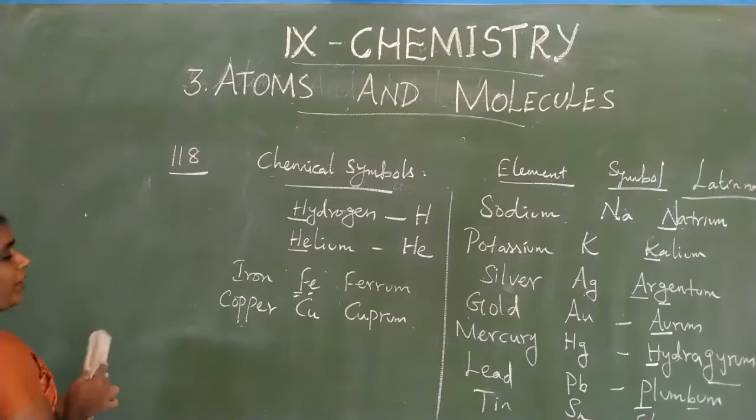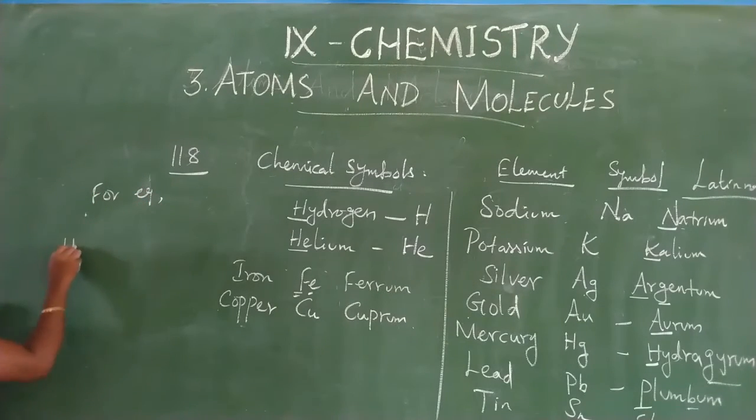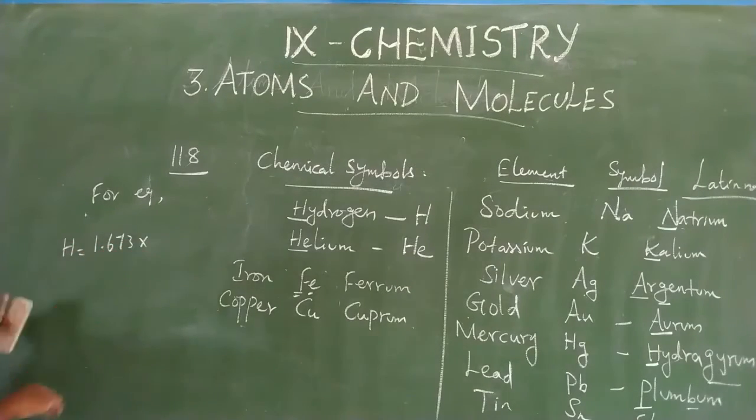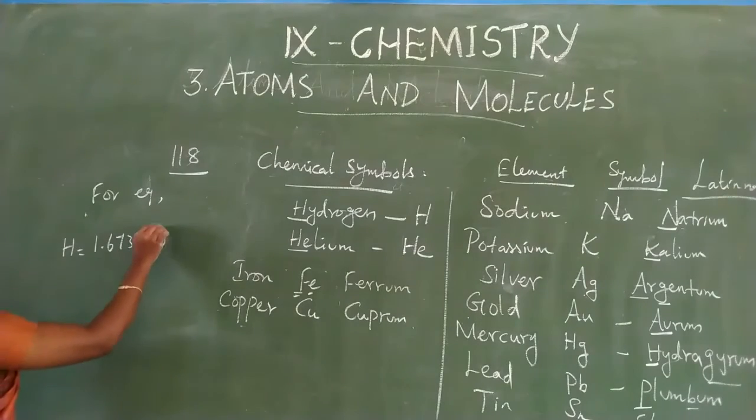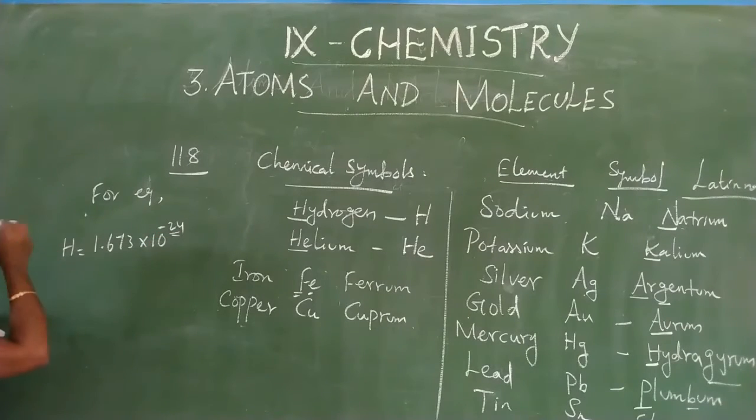for example, the atomic mass of hydrogen. Do you know hydrogen is an element? The symbol is H. So, do you know what the atomic mass of hydrogen is? It is 1.673 × 10 to the power minus 24 grams. So before this we have to add 24 zeros. Isn't it? So it is too small. Like this, the mass of an atom is very, very small, so we can't use it for calculation.